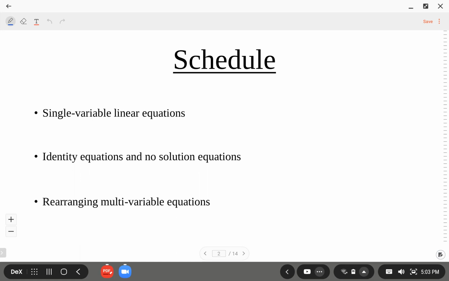The second part, we're going to go over identity equations and no solution equations. And third, we're going to be rearranging multivariable equations. This is some very useful material, so please pay attention during the class.